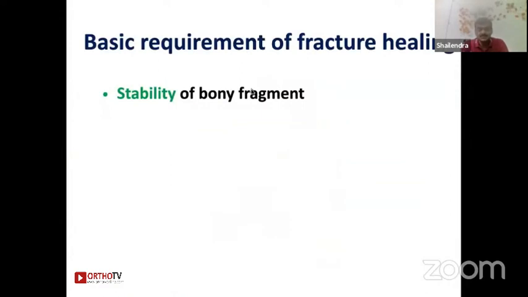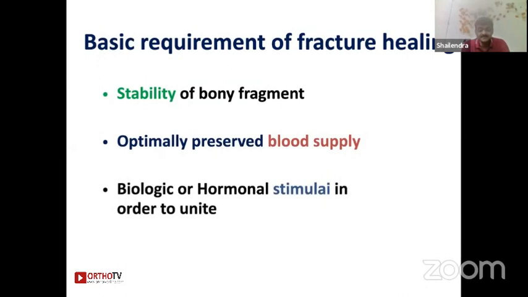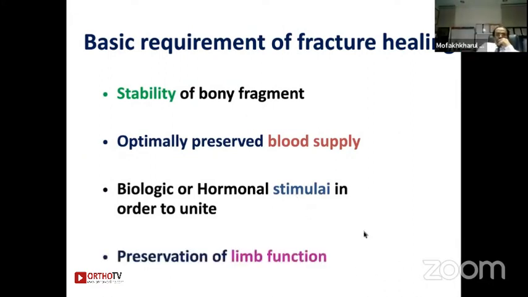So what is the basic requirement of fracture healing? Number 1, stability of bony fragments. Number 2, optimally preserved blood supply. Number 3, biological or hormonal stimuli in order to unite. This is very important, and corticotomy does this. Number 4 is preservation of limb function.